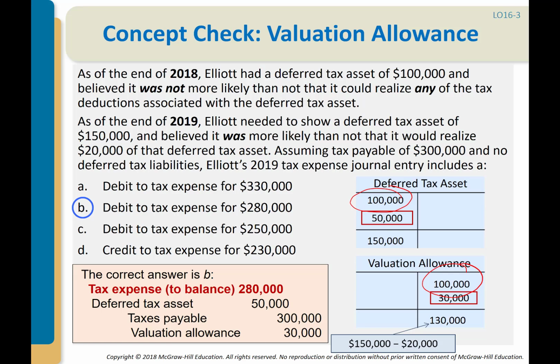Okay? And so you take a look at this journal entry now, and remember the tax expense is always the one to balance. They told us taxes payable were what? 300, so we set up the taxes payable. We set up the credit to the valuation allowance. We debit the deferred tax asset here, 50, to bring it up, and now we have tax expense of 280. Okay.